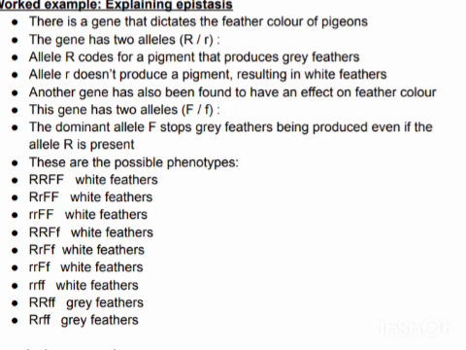Now, when we're talking about these phenotypes, you can see that the dominant allele F was stopping gray feathers being produced. So wherever we have the dominant allele F, we will not have gray feathers, even if we have allele R present. That is how epistasis is going to affect the phenotype.